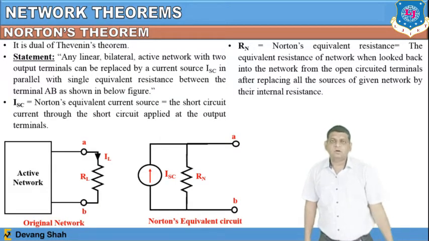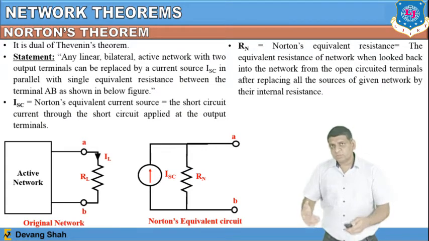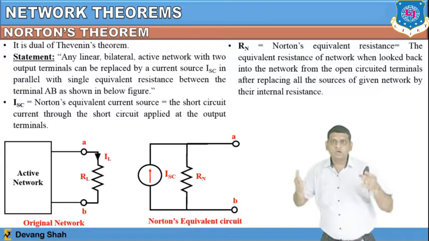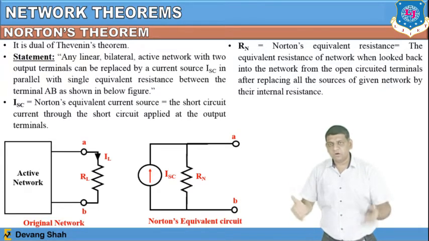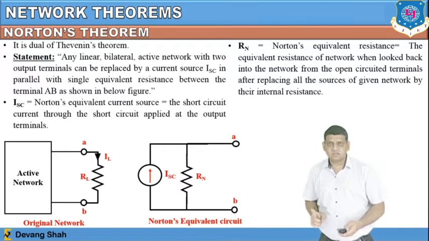In this particular figure, there is a given network with two terminals A and B where RL is connected. You have to reduce the big given linear or active network into one current source, called ISC, in parallel with the equivalent resistance.